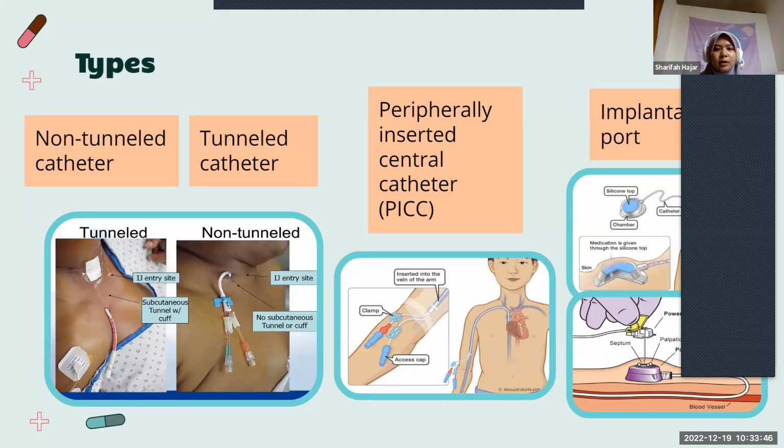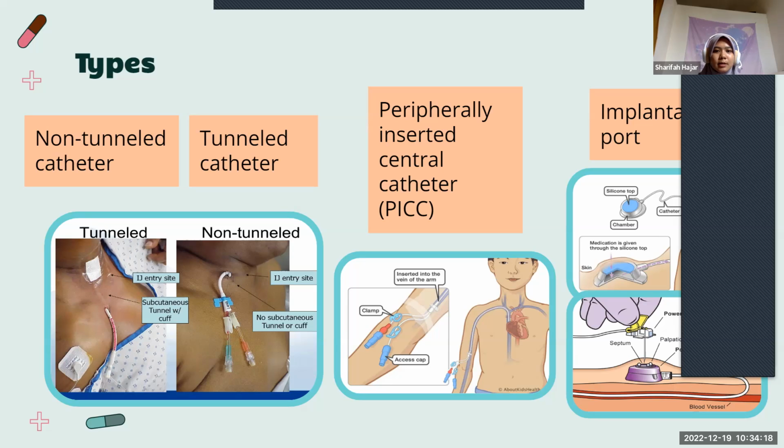Okay, next is the type of central venous line. So there is tunnelled and non-tunnelled. A tunnelled central venous catheter is placed under the skin. It means it can be used for a longer duration of time. And non-tunnelled is designed for temporary use and may be put into a large vein at the neck or chest or groin.